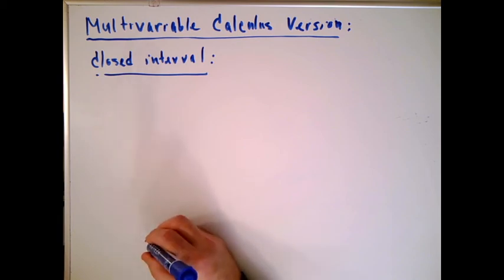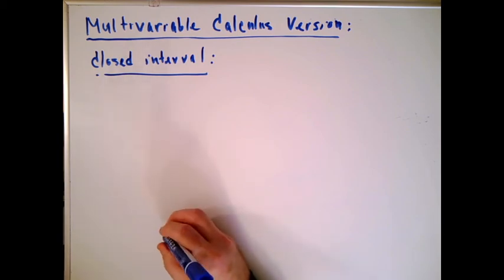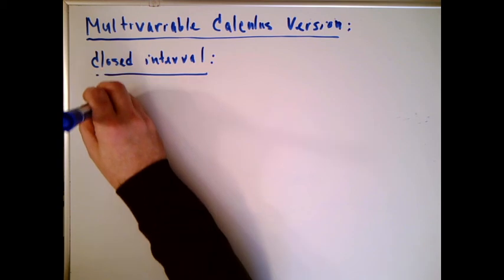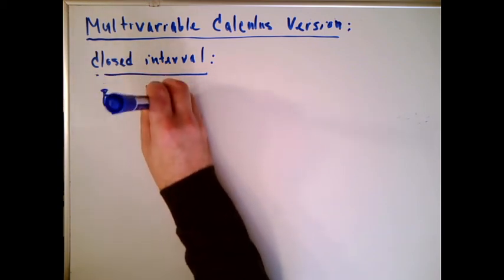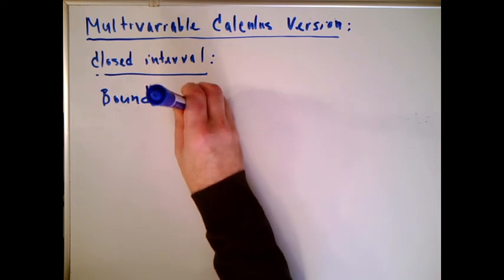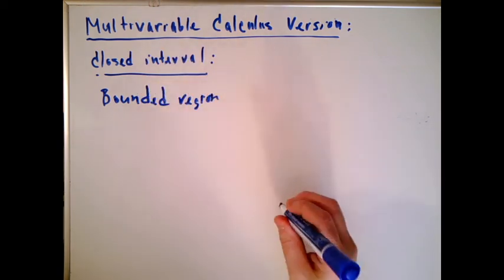Closed intervals don't go on forever. Whatever region we're looking at can't go on forever. And so the first thing we're going to talk about is a bounded region. Now, these are all listed in the notes, so I'm just going to sort of talk my way through it.